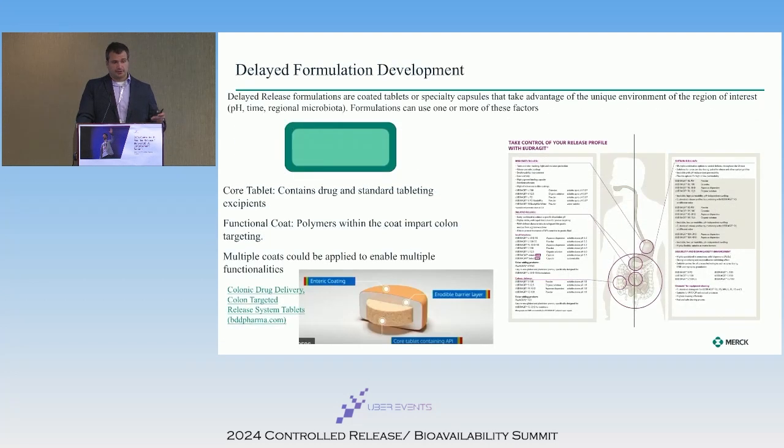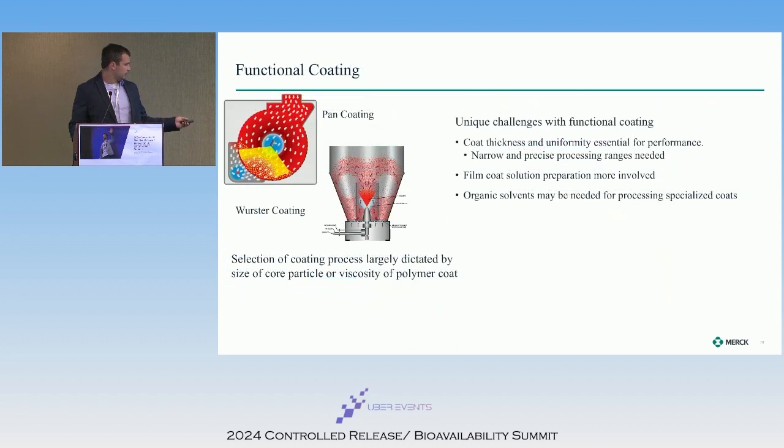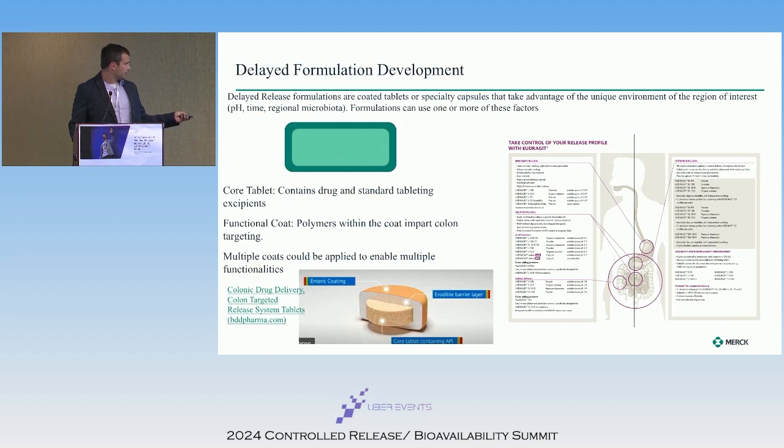And then just to pivot a little bit to your delayed release dosage forms, these are coated tablets or generally capsules that take advantage of your unique environment. Usually your formulation can use one or more. Your core tablet is generally a standard IR tablet with a functional coat, and you can apply multiple coats. This is an example of a tablet that has an IR core, an erodible outer layer, and then an enteric coat on top of it.